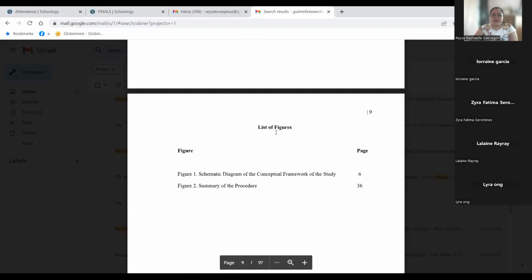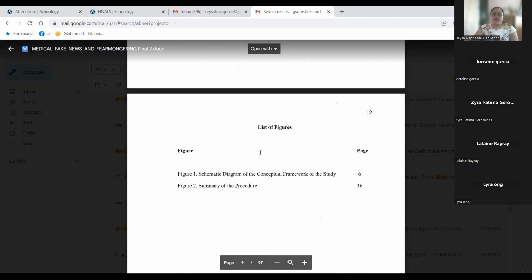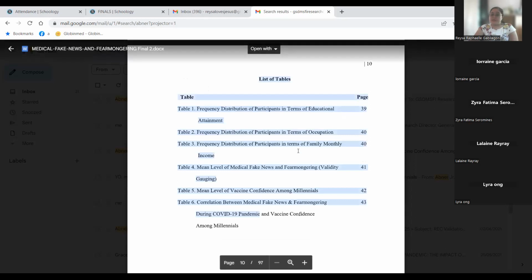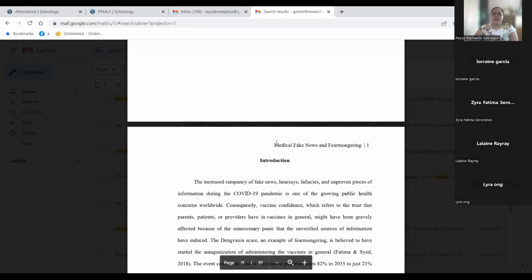Tapos, we have list of figures also if ever you have one. I believe you have, especially your conceptual framework and in the methodology. If you made a schematic diagram of your procedure, we call that figure, okay? And then list of tables, if you have tables, but for now, wala pa kasing tables sa paper ninyo. Yung mga tables kasi doon ito sa results. So for now, medyo wala pa.